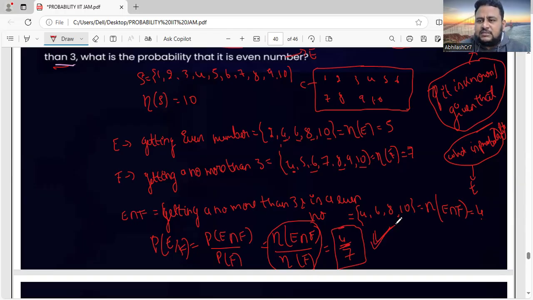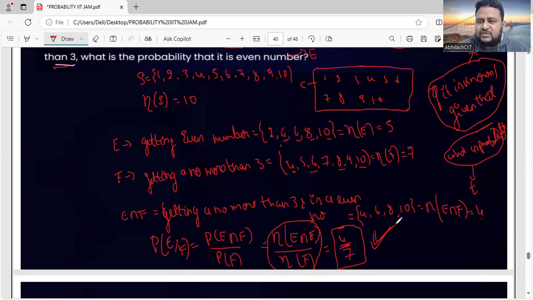Got it, friends? This is how we solve this question. So how to solve this question? First, we have to find getting an even number, then getting a number more than 3. Getting an even number, up to 10, starting from one, even numbers are 2, 4, 6, 8. Next, getting a number more than 3 means 4, 5, 6, 7, 8, 9, 10.